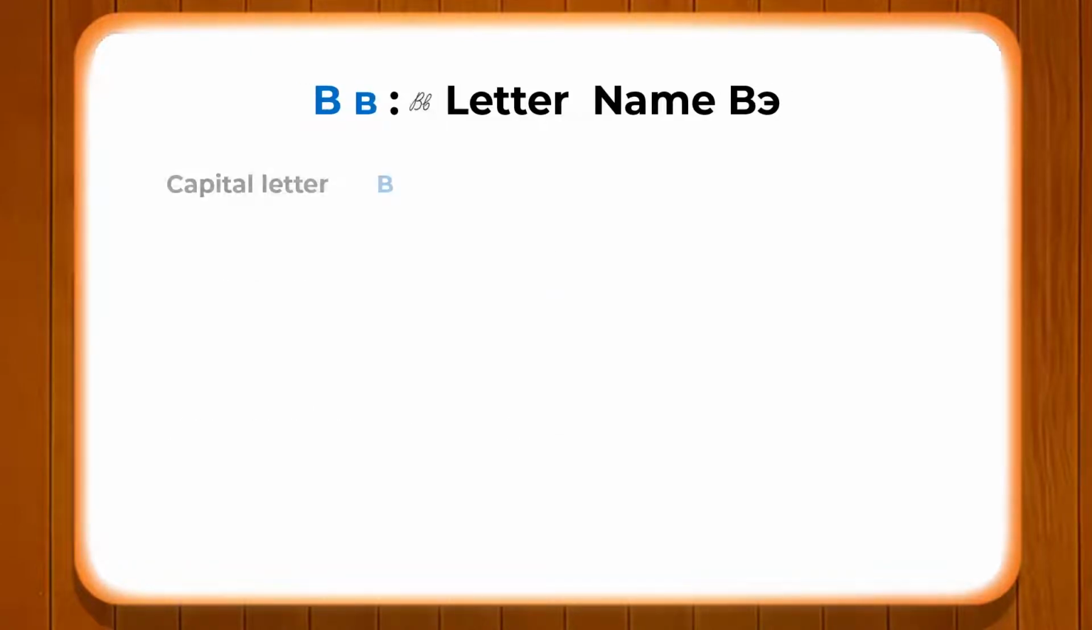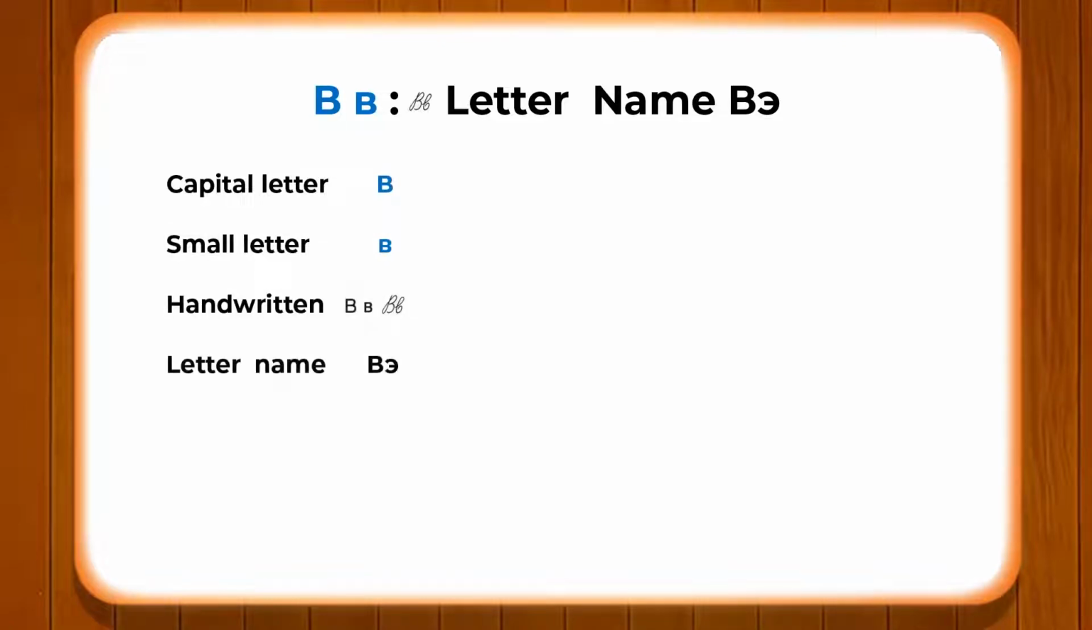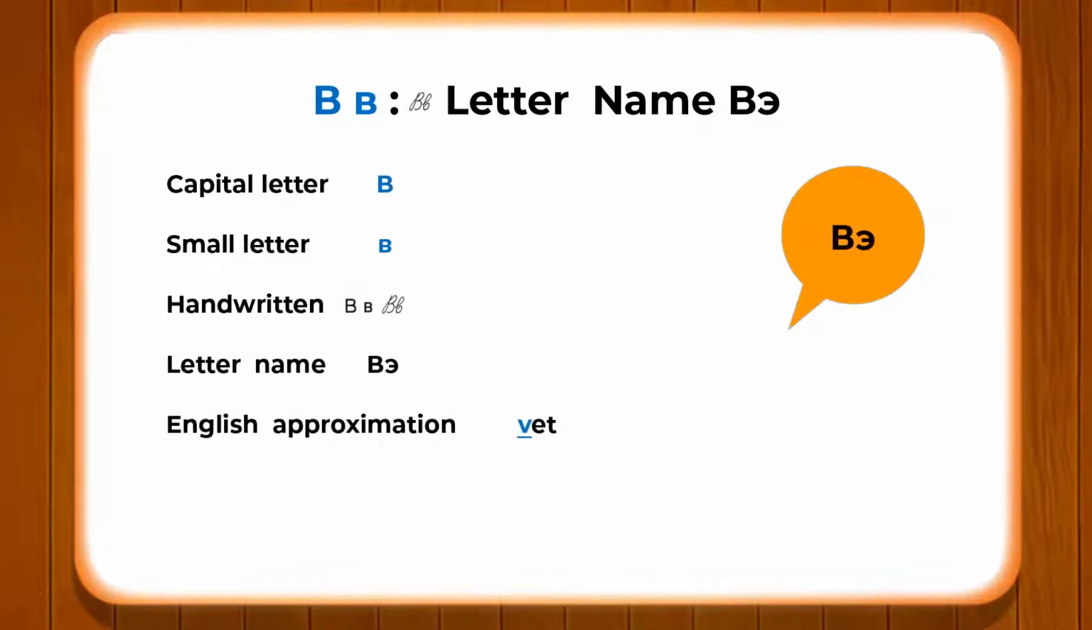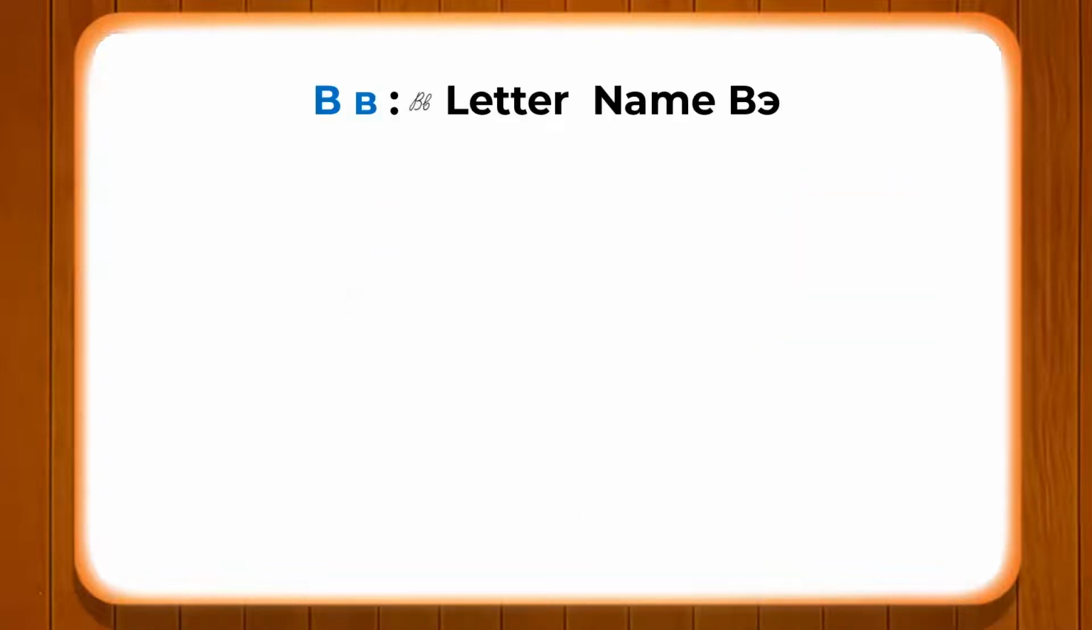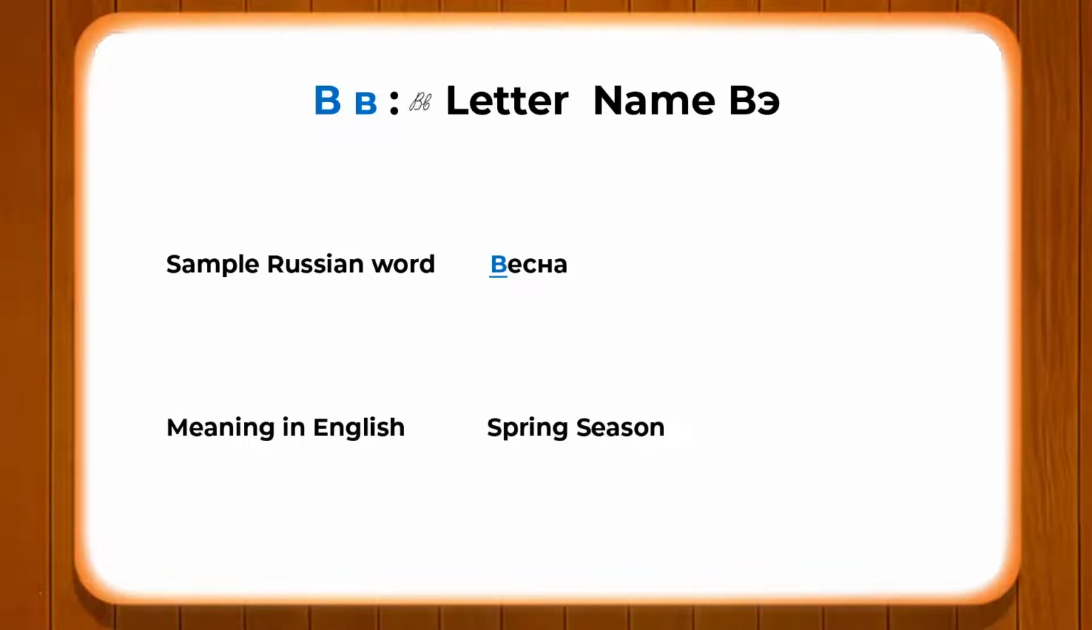The letter is ve. Here we have used the English approximation wet. Here the sound of the letter ve comes precisely as in the English approximation word wet. Accordingly, we have also used a Russian word, весна, vesna, which means spring season. In this example, you can pay attention to how the sound of ve comes out when we use the word vesna, where we have used the letter ve.